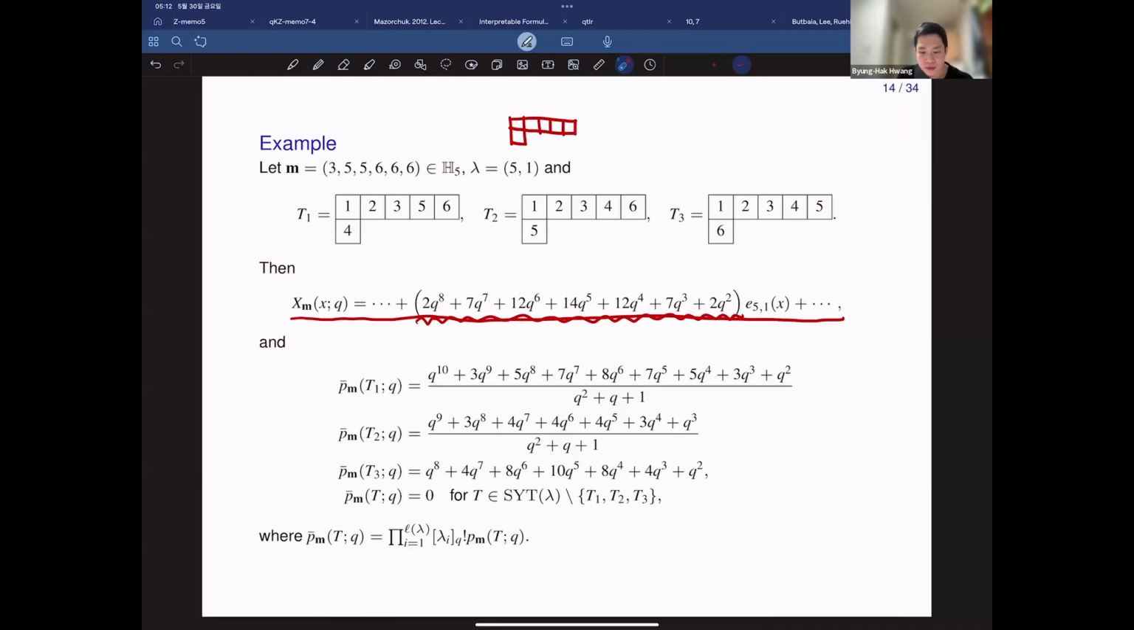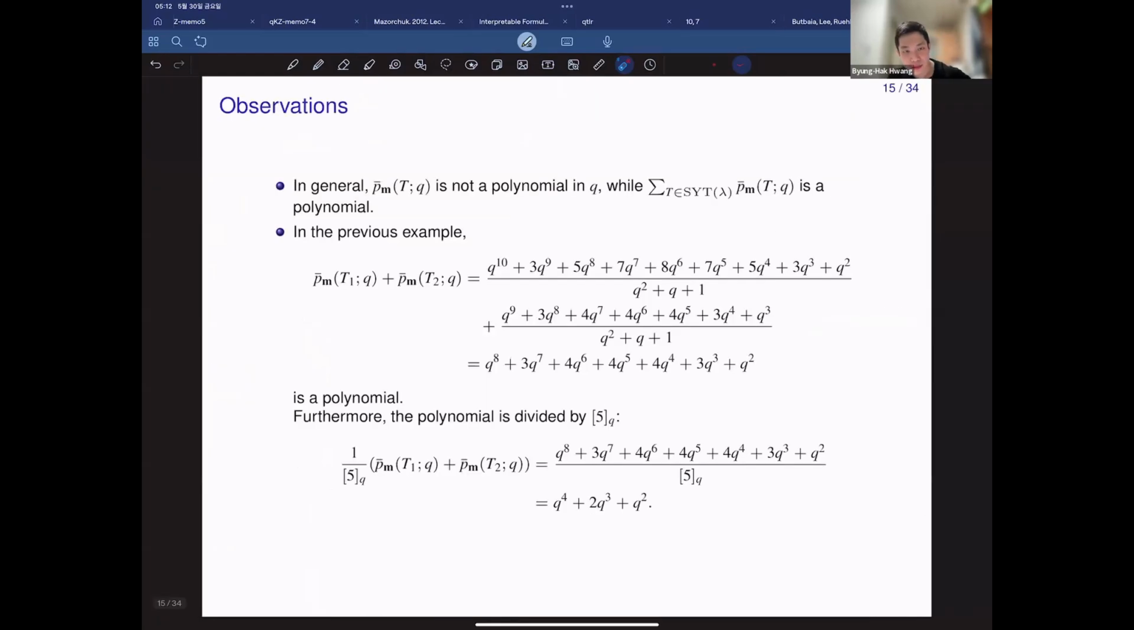Then we have some observations on these examples. This P bar of T is not a polynomial in general, but as Hikita proved, the summation of P bar of T is a polynomial. In fact, this is the coefficient of e sub lambda.